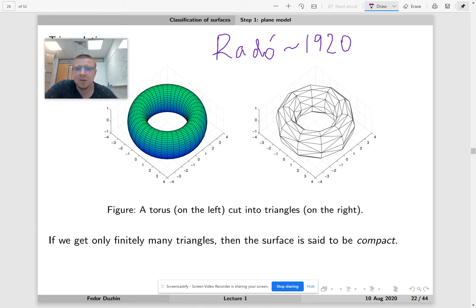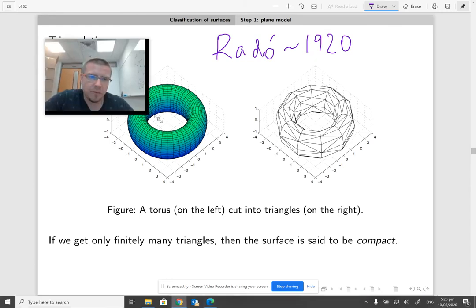The next thing that I'm going to avoid is another technical difficulty, but it's not very hard. You will be able to do it by yourself when you learn the proper rigorous definition of compactness. If our surface is compact, then there will be just finitely many such triangles, right? So the important thing is that if we have a compact surface, then we can cut it into triangles, and there will be finitely many such triangles.